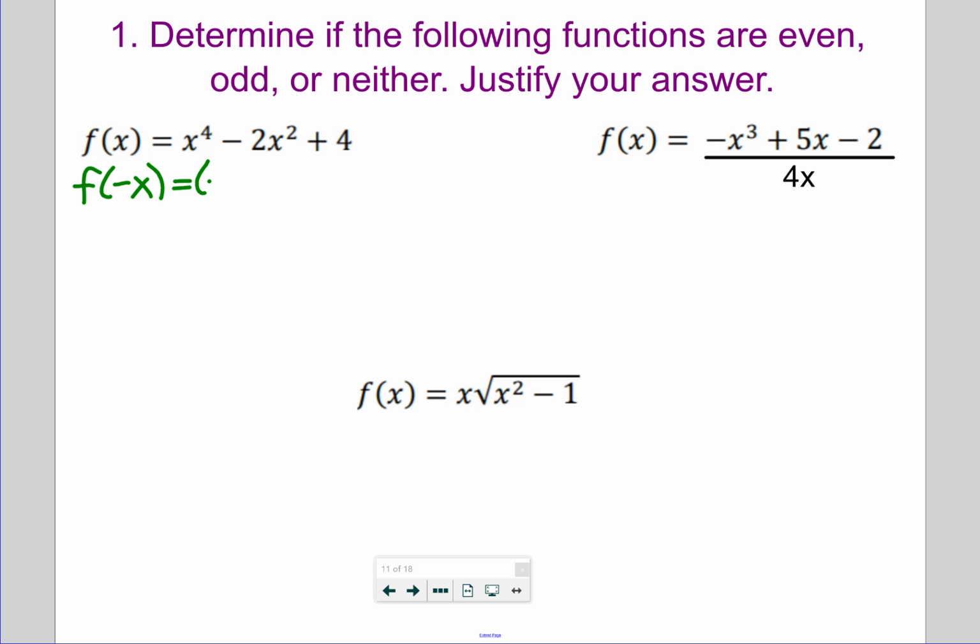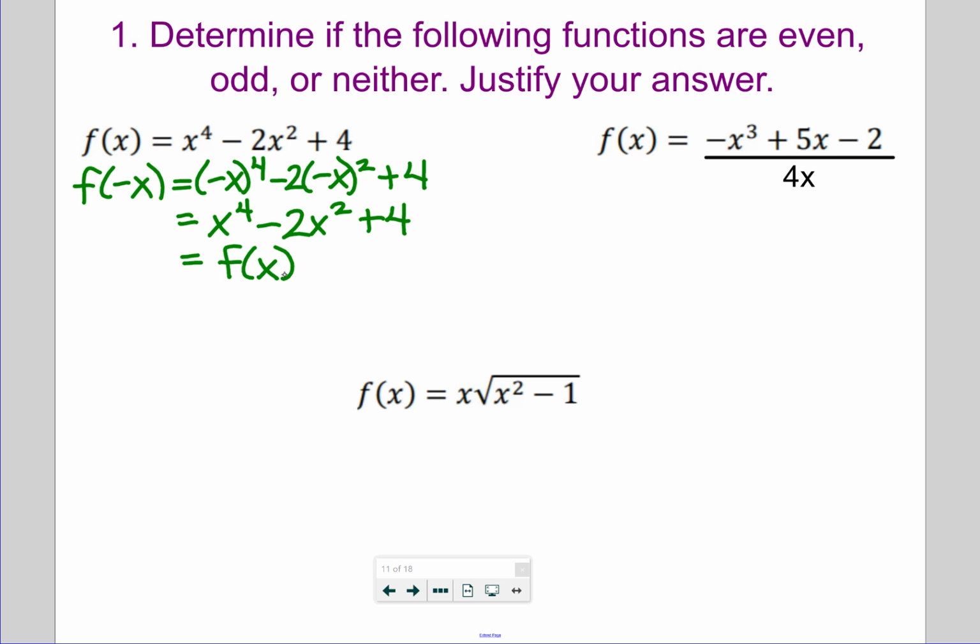So let's look at the first one here. -x to the 4th minus 2 times -x squared plus 4. So that'll be a positive x to the 4th. -x squared is positive times -2 is a -2x squared plus 4. And you can see that does simplify to my original function f of x. So f of -x equals f of x. Therefore, we can say that this is an even function.